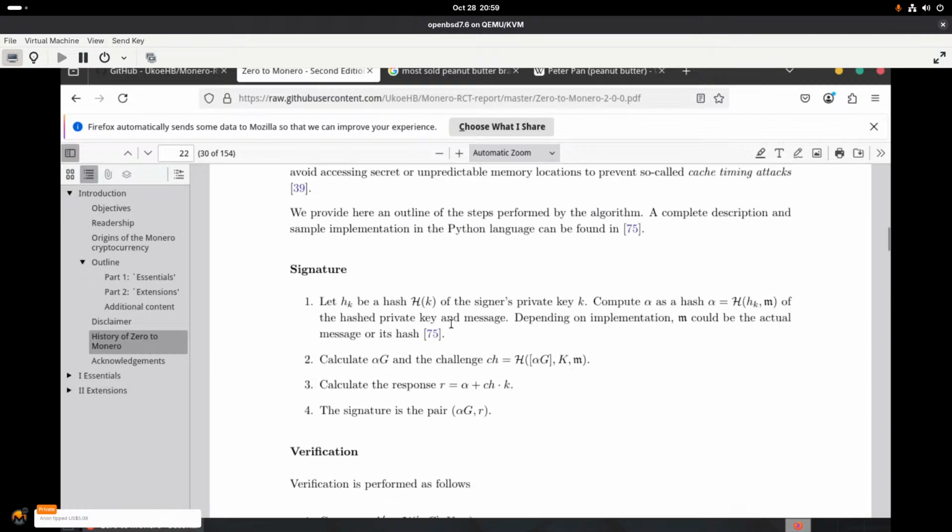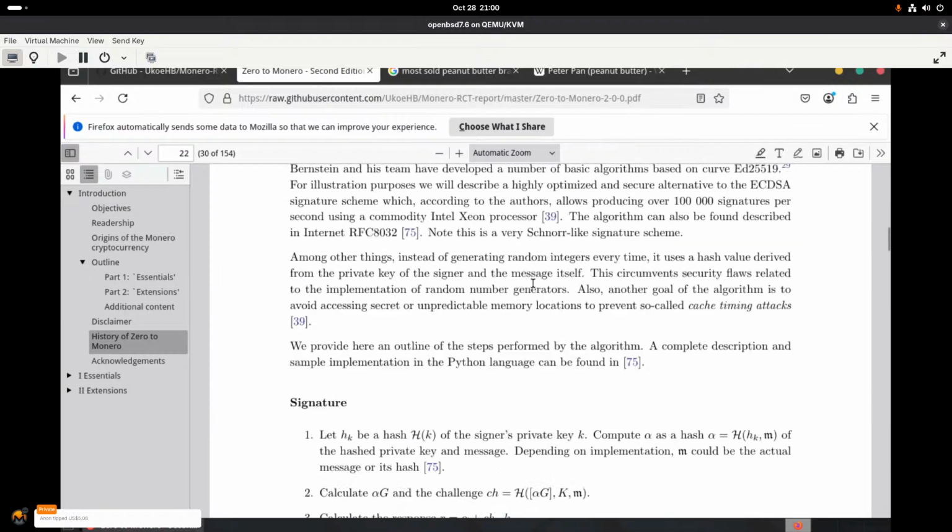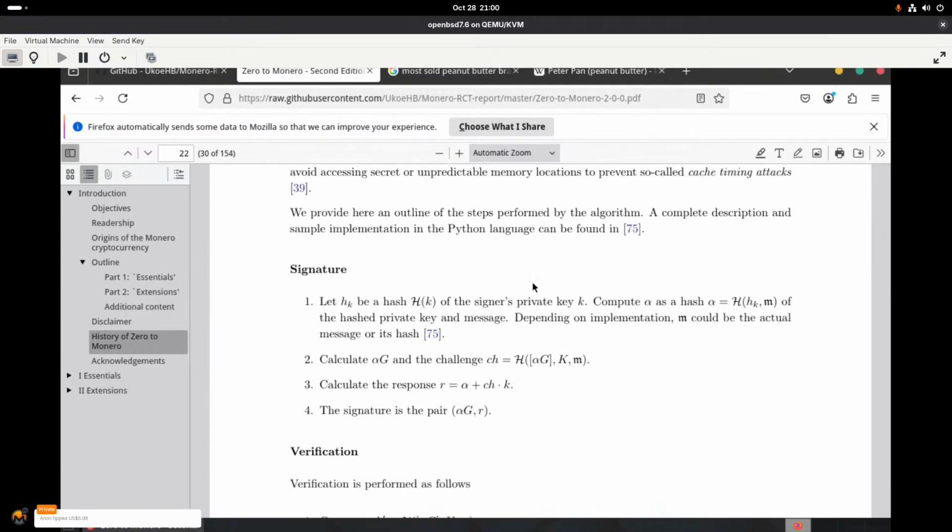We provided an outline of the steps performed in the algorithm. A complete description and sample implementation in Python language can be found in section 7.5. Wow. Kind of based, if you think about it. Python being used for Monero.